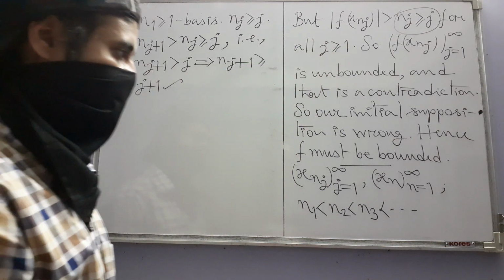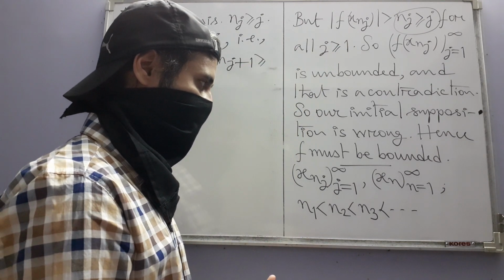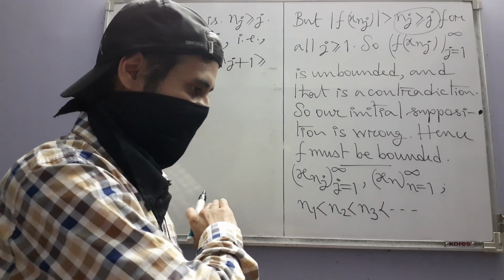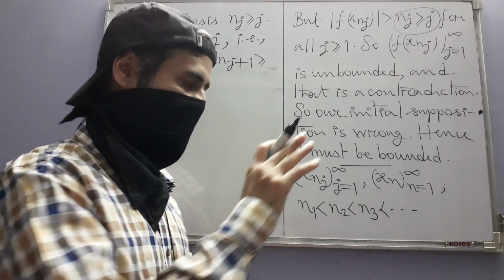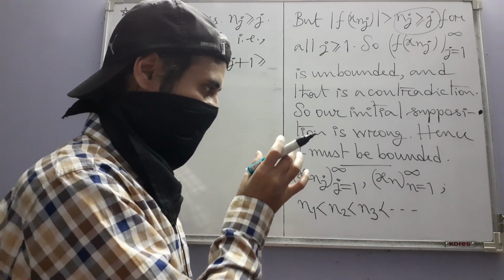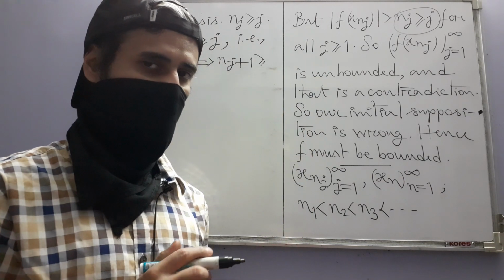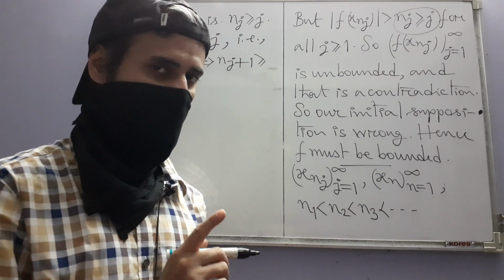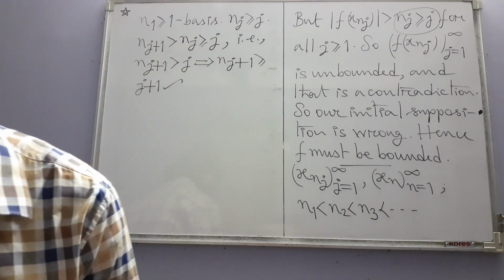So this is how we have obtained the fact that, unlike continuous functions defined on some other sets, if it is defined on a closed interval, then it must be bounded. It cannot be unbounded.